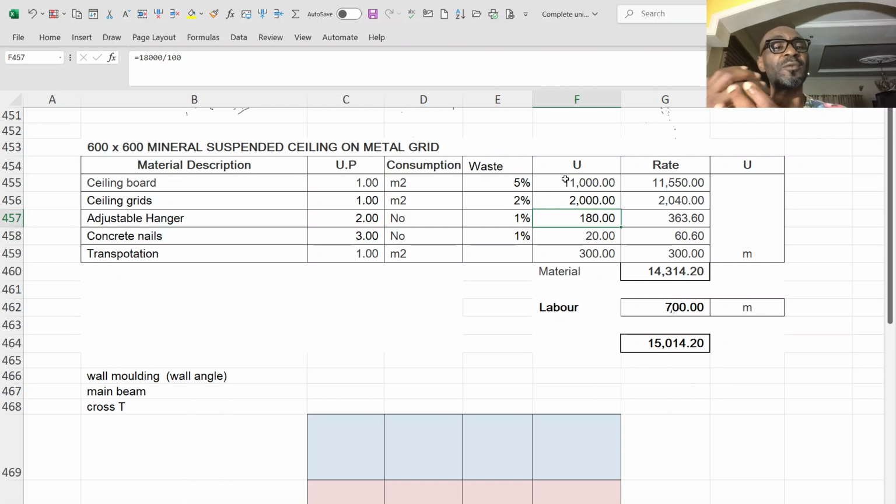Then the adjustable hanger comes in a bundle of 100 and the cost is 18,000. You divide 18,000 by 100, it gives you 180 per piece, and you need 2 per 1 square meter. You add the amount here.